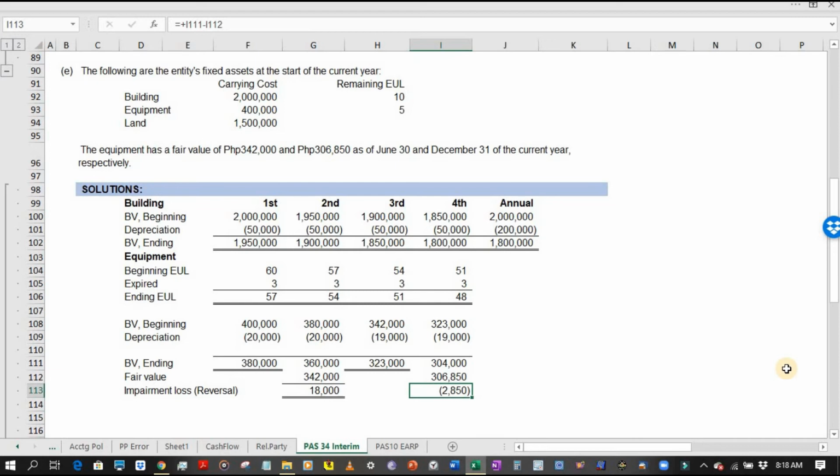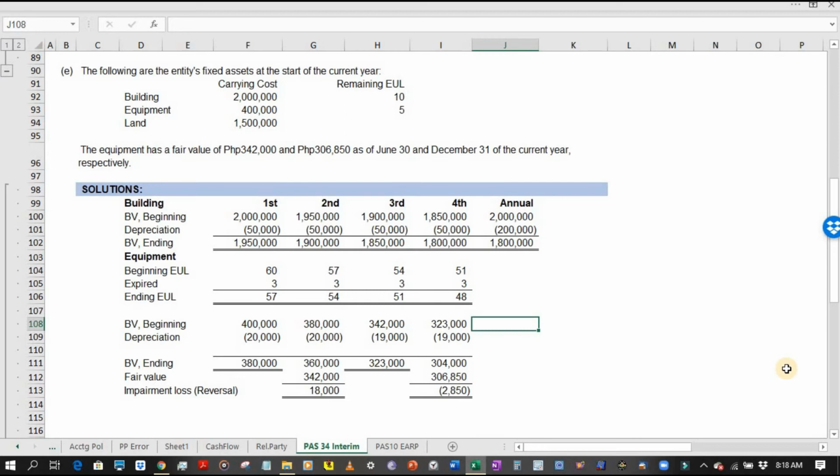And in the statement of financial position, the equipment that will appear will have a carrying value of 306,850. Again, the statement of financial position at the end of the fourth quarter will be 306,850, not 304,000 pesos. So now let us proceed to the annual report.